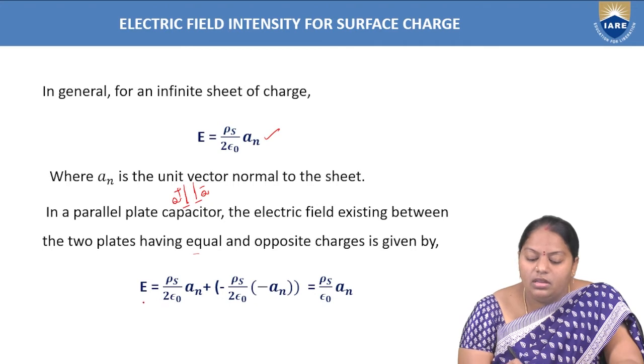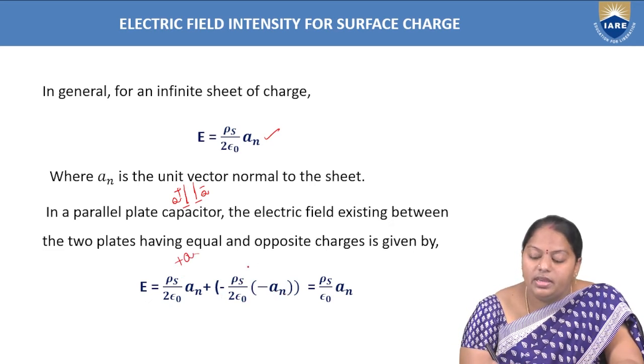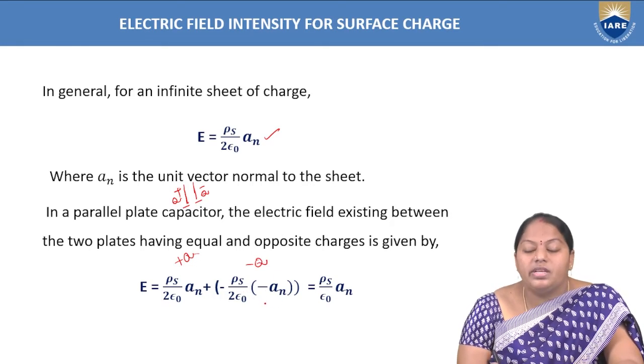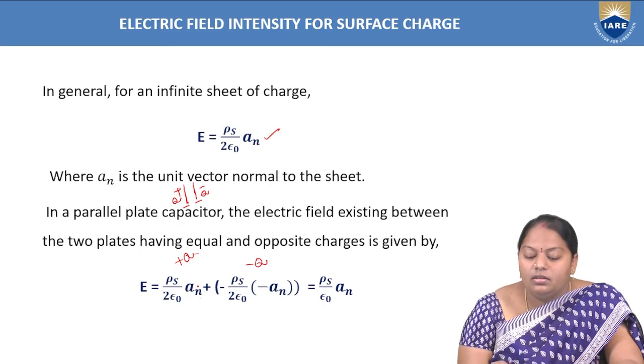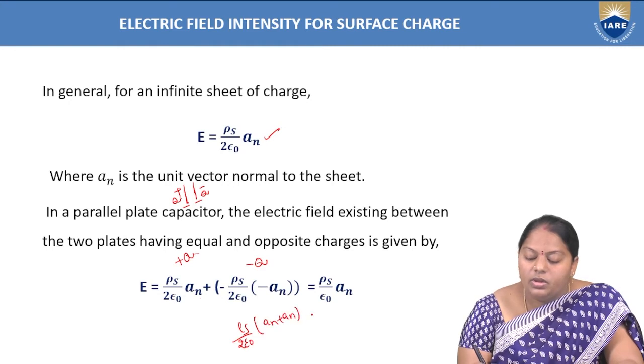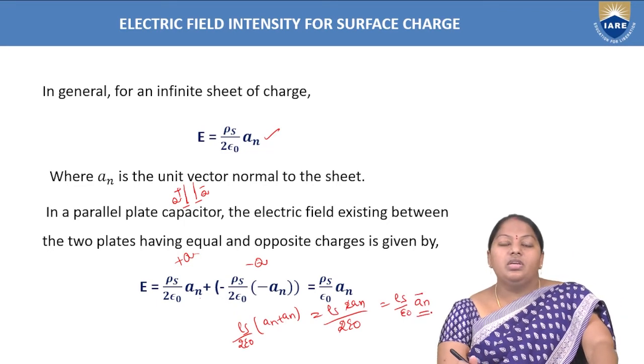And it is given by E equal to rho s by 2 epsilon naught into An for plus Q, and minus of rho s by 2 epsilon naught into minus An for minus Q for a parallel plate. Then minus into minus becomes plus, so rho s by 2 epsilon naught into An plus rho s by 2 epsilon naught into An. So 2 rho s by 2 epsilon naught into An. Then this 2 gets cancelled, giving rho s by epsilon naught into An, where An is the unit vector normal to the sheet.